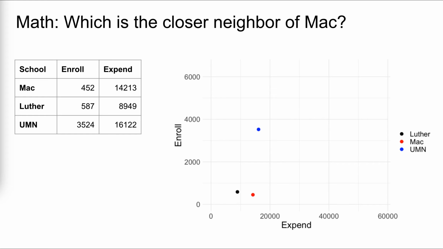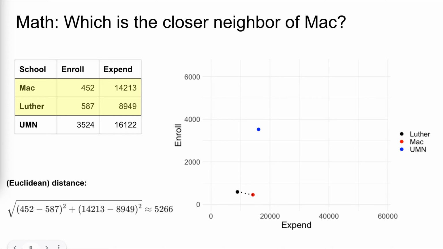But we have a problem. It turns out that the math doesn't agree with our intuition. Using the raw data here on enrollment and expenditures for these three schools, let's calculate the Euclidean distance between Mac and Luther, represented by the dashed line. Adding the squared difference in the schools' enrollments to the squared difference in their expenditures, then taking the square root, this distance is roughly 5,260 sticks.